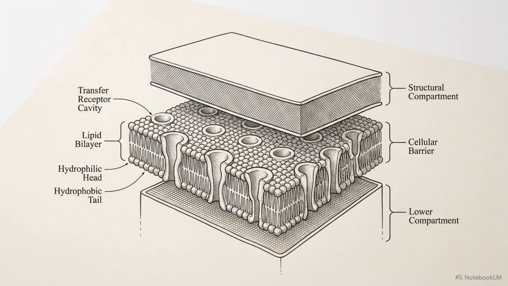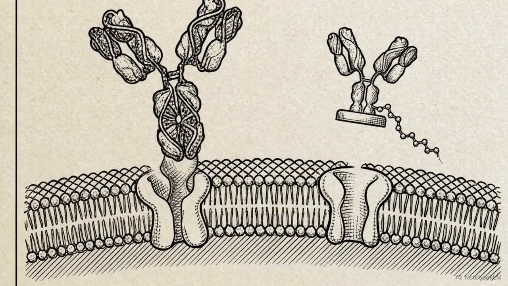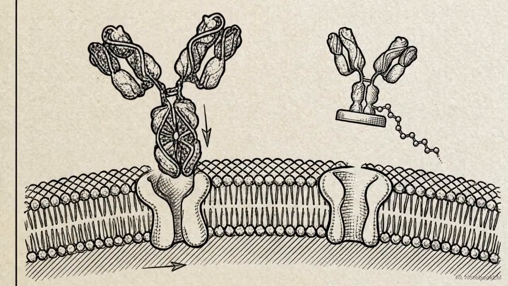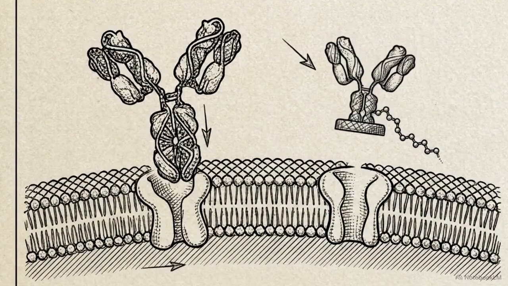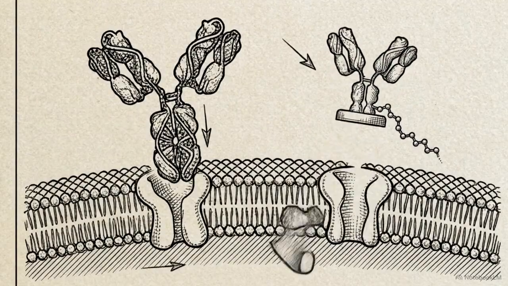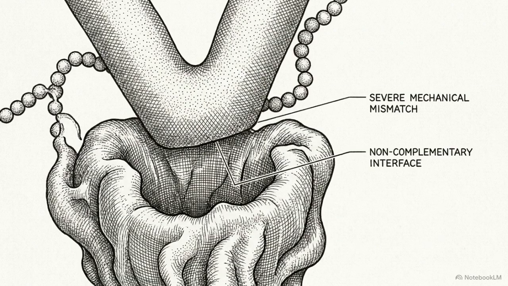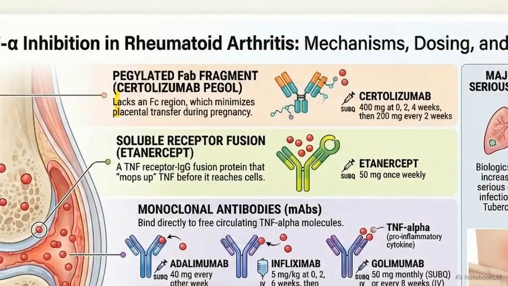However, this deficit becomes highly relevant when looking at the biological mechanics of active materno-fetal placental transfer. To cross the placenta from mother to fetus, a molecule must successfully bind to the neonatal Fc receptor, known as FcRn. Because certolizumab completely lacks an Fc region, it is physically incapable of binding to the FcRn. This engineered deficit provides a major clinical advantage. Certolizumab minimizes placental transfer, making it a premier targeted therapy for women of reproductive age managing active rheumatoid arthritis.